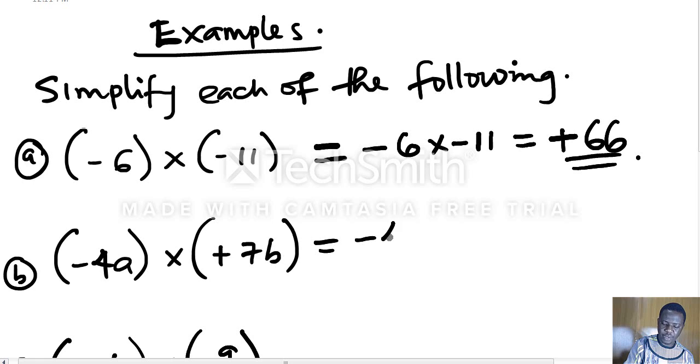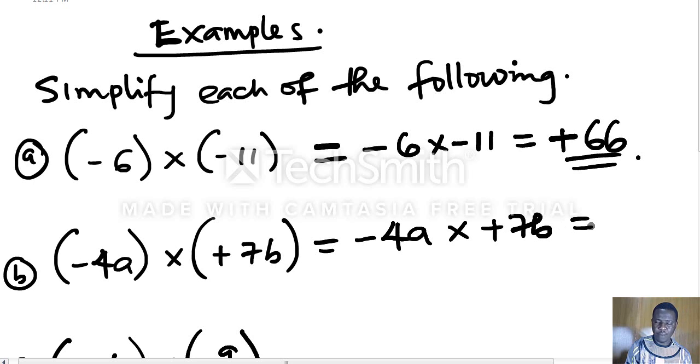While this will give us minus 4a to be multiplied by plus 7b. This is equal to, I'm going to multiply sign for sign, number for number, and letter for letter, and you see what we are going to get. Minus times plus will give me minus, 4 times 7 is 28, and a times b will give you ab. So minus 4a times plus 7b will return minus 28ab.